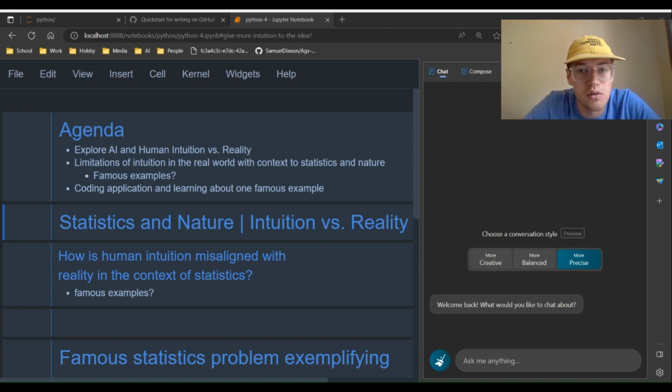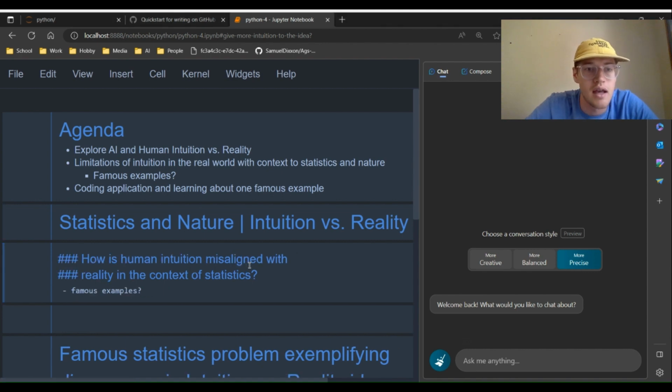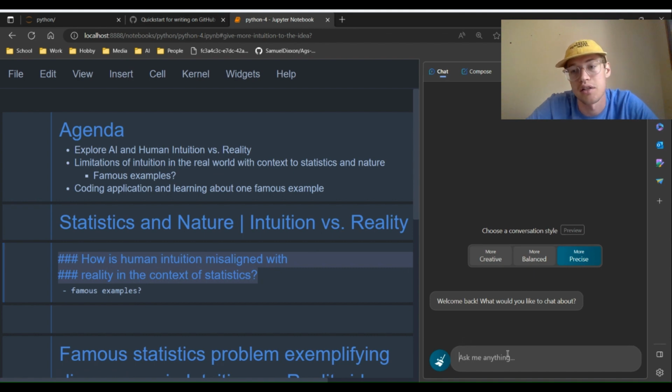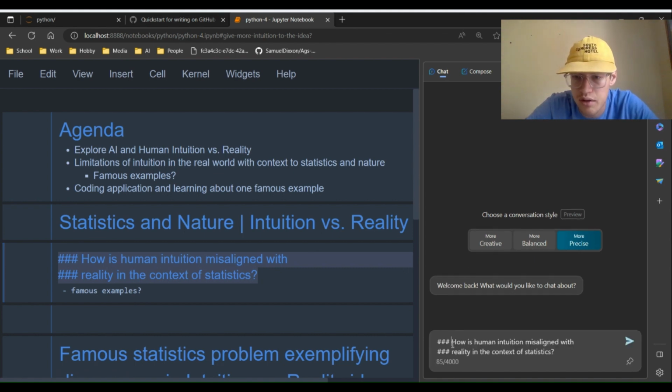Sweet. So, statistics and nature: intuition versus reality. Statistics is part of the mathematical language that models the world. It's very important. It touches every aspect of our lives. My first question is, how is human intuition misaligned with reality in the context of statistics? And I'm going to be exploring that prompt.